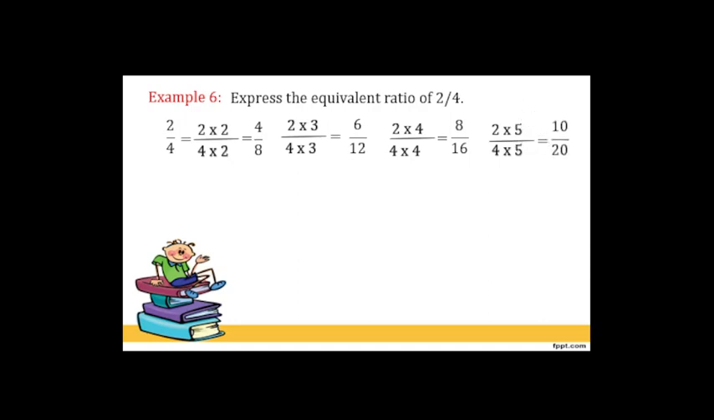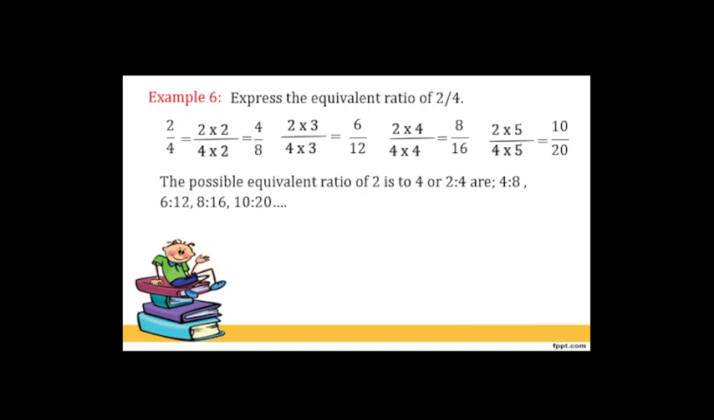And so on. Again, the equivalent ratios of 2 fourths are 4/8, 6/12, 8/16, 10/20, and so on and so forth. So again, the possible equivalent ratios of 2 is to 4 are 4 is to 8, 6 is to 12, 8 is to 16, and 10 is to 20.